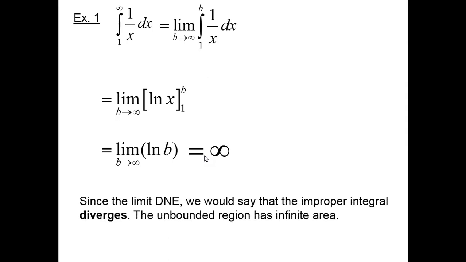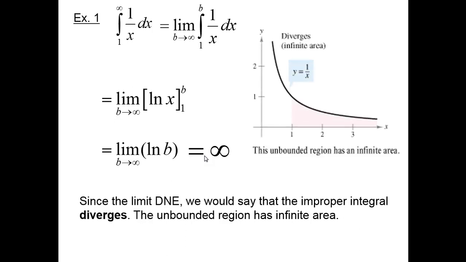So we would say, since there is no limit here, it goes to infinity, that the improper integral diverges. What's going on with the area is that if we kept integrating and looking at areas under this curve from 1 to really, really big numbers, the numbers will just keep getting bigger and bigger and bigger. They're never going to approach or converge to a number.